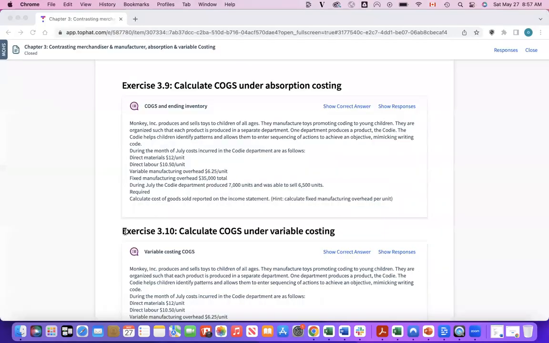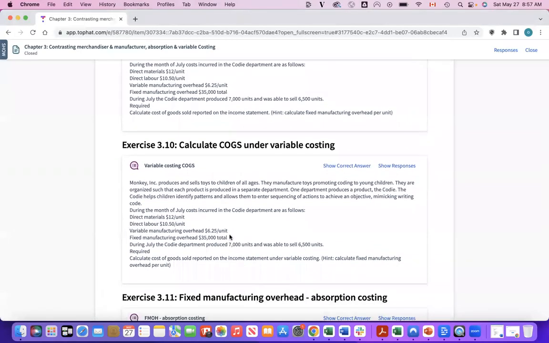Exercise 3.10, again, it is the same information, the same quantitative information. It wants us to calculate cost of goods sold on the income statement under variable costing.